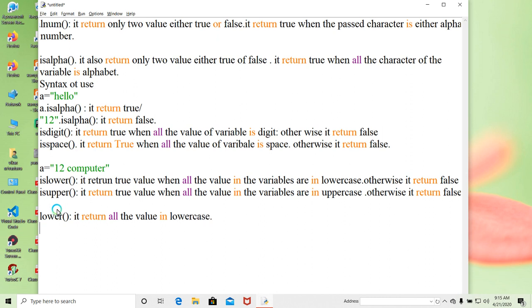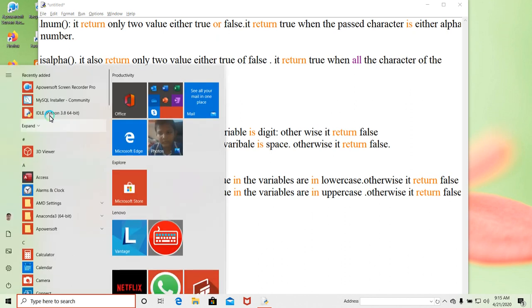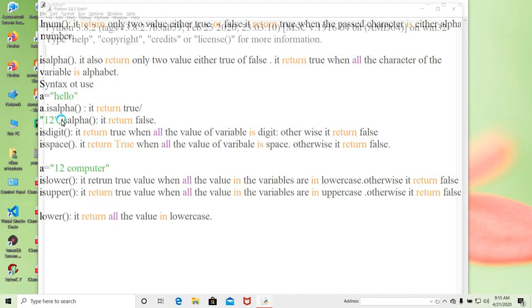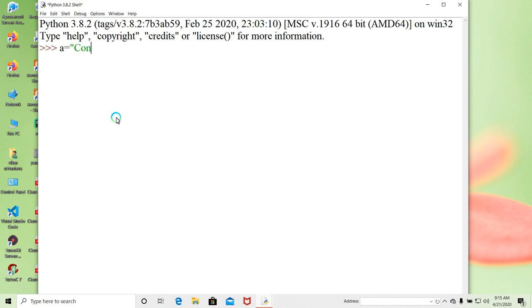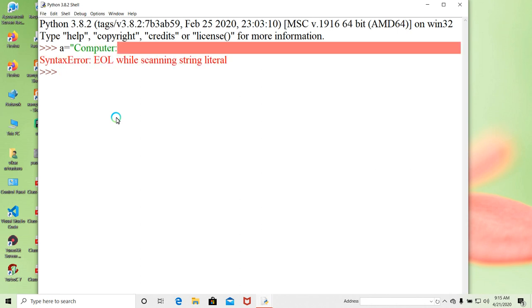Where is the use of that? Suppose any string is in capital letters, for example, look here. I have written here A is equal to computer, and I want all the values to come in small letters. I will write here A dot lower. Look here, now all the values are in lowercase, and if we want it to return all the values in uppercase, look here, we have used A dot upper, all the values will come in upper.